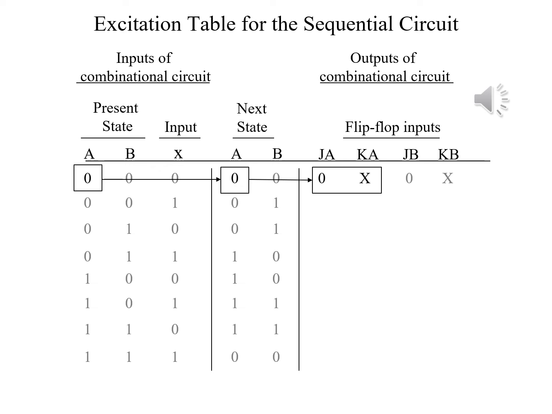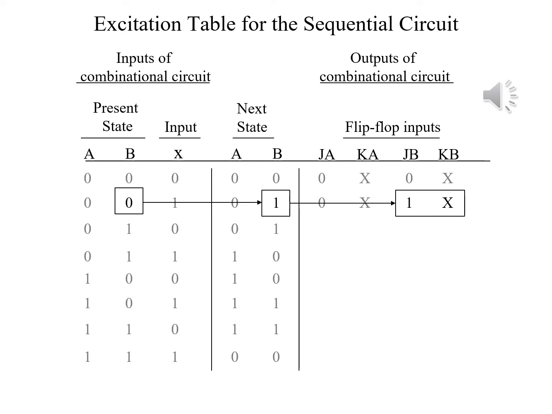Although we're pointing specifically to A, it's a similar situation for B, where it's going from 0 and remaining 0. So JB is 0 and KB can be either 1 or 0. In both cases, it being able to be 1 or 0 means that we place an X there because these are don't care conditions. In this case, A remains the same as it was before. It goes from 0 to 0. So we see that JA and KA again will be 0 and a don't care condition respectively.